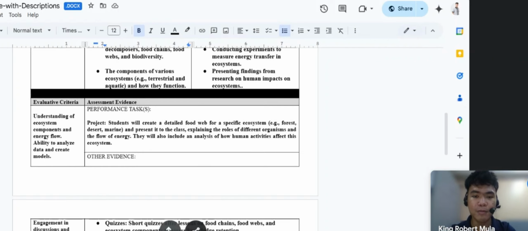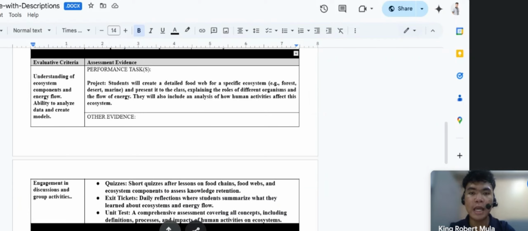So now let's proceed to the next one, which is stage two. Anyways, this part is stage two, which starts with the evaluative criteria. In this part, we outline the criteria on which students will be evaluated. These include their understanding of ecosystem components, their ability to analyze, and their participation in class discussion. Clear criteria help students know what is expected of them and how they are going to succeed.